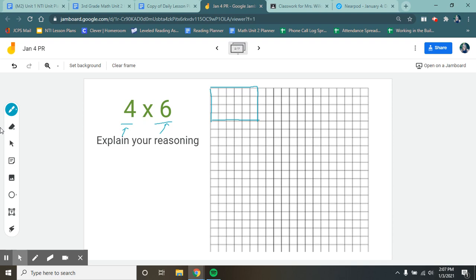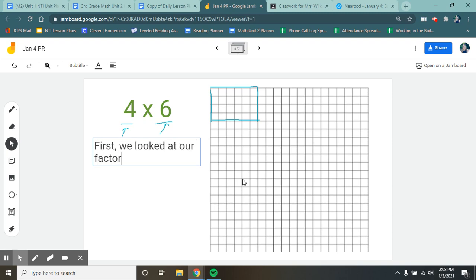Very good. All right. I want you guys to stop and think about what we just did, and we're going to explain our reasoning, and then I'll let you guys do the next step. What did we do first, then, next, and last? All right, so the first thing that we did, I hope you guys were able to get this right answer, is that we looked at our factors 4 and 6. Then, what did we do first or after we looked at the factors?